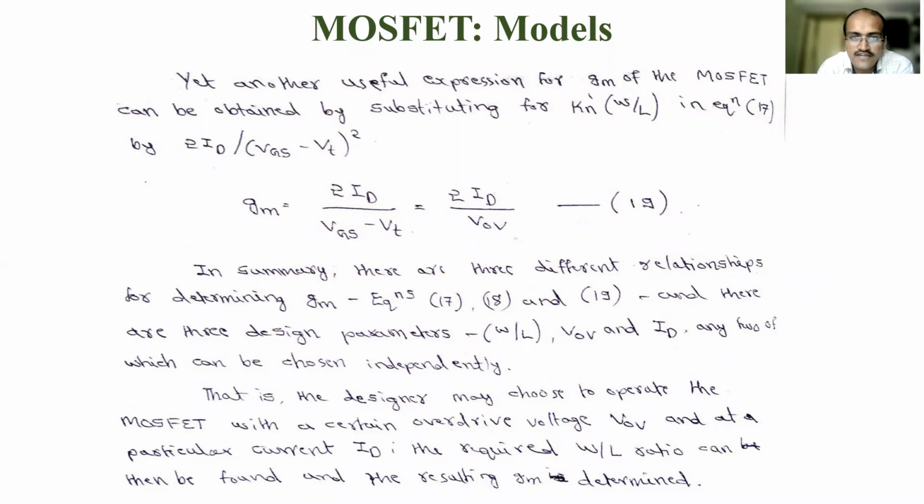In summary, there are 3 different relationships determining GM. When writing notes, read this again afterwards. Now you may not understand what I am saying, so look at equations 17, 18, 19 together. There are 3 design parameters you can modify: W by L, overdrive voltage, and ID, and any 2 of them can be chosen independently. Choosing one of the parameters, you can get 3 different expressions for GM. The designer may choose to operate the MOSFET with a certain overdrive voltage and at a particular current ID; the required W by L ratio can then be found and the resulting GM determined. So just collect these GM equations.